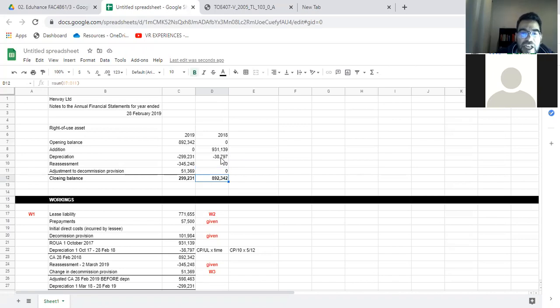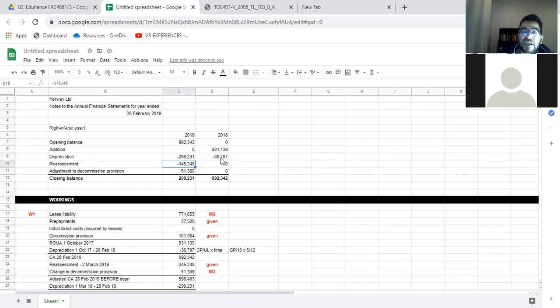Our closing balance of 2018 becomes the opening balance of 2019. In 2019, there was no addition, there was no new lease. So therefore that is 0. Depreciation is the carrying amount divided by the remaining useful life. And we calculated it to be 299. There was a reassessment. Remember what triggers a reassessment? If there's a change in the lease term.